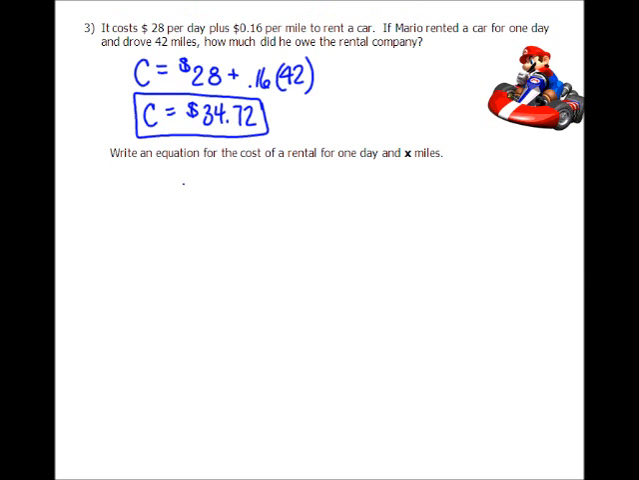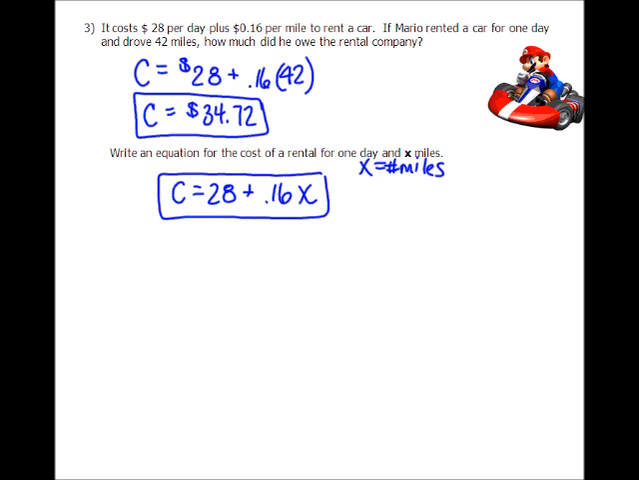Now they want a general equation for the cost of the rental car for X miles and 1 day. Why don't you try to pause it and create your own equation and see if it matches mine. It's going to be the $28 plus 16 cents for X miles. And here X equals the number of miles. Right there, you told us that. So that's my general cost.